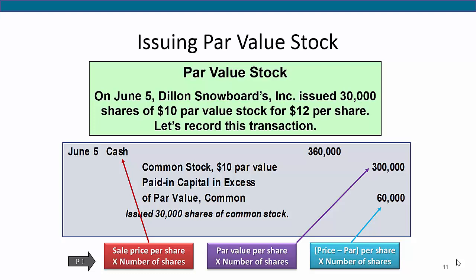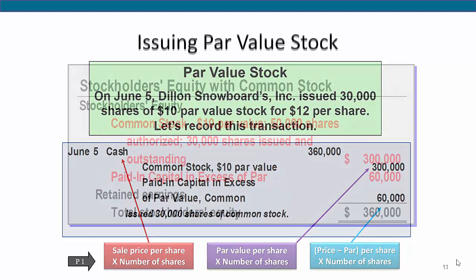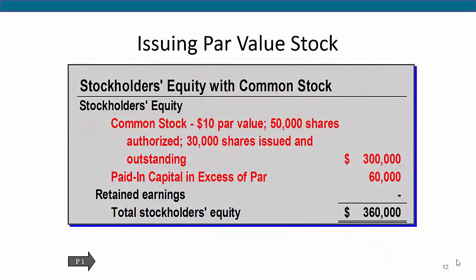Let's record the entry then for Dillon Snowboards for the issue of 30,000 shares of $10 par value stock for $12 per share in cash. Dillon would debit cash for the market value of the stock sold, 30,000 shares times $12 per share. Dillon would credit common stock for the par value of the shares sold, 30,000 shares times $10 a share, and they would credit paid-in capital in excess of par value, common stock, for the excess of the market value over par, 30,000 shares times $2 per share. The paid-in capital in excess of par value account is added to the par value of the stock account in the equity section on the balance sheet shown on this slide. Notice how common stock is always reported in its own account at the par or stated value, and paid-in capital in excess of par is reported in a different account.